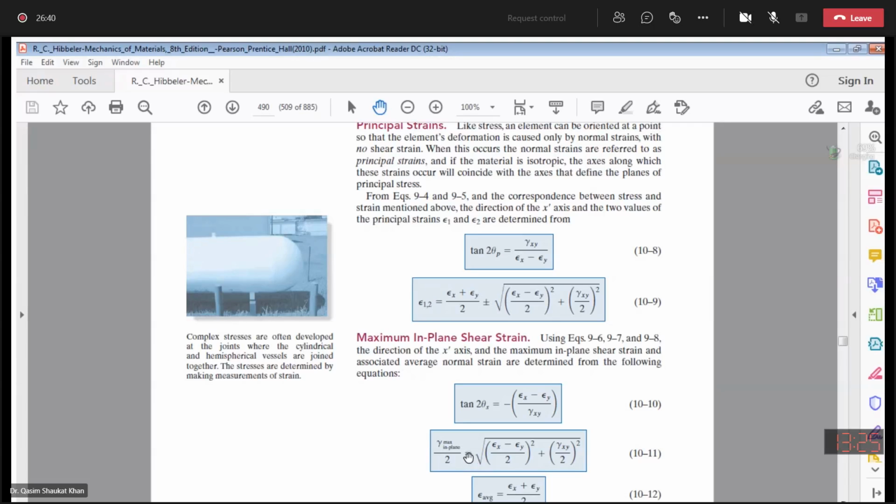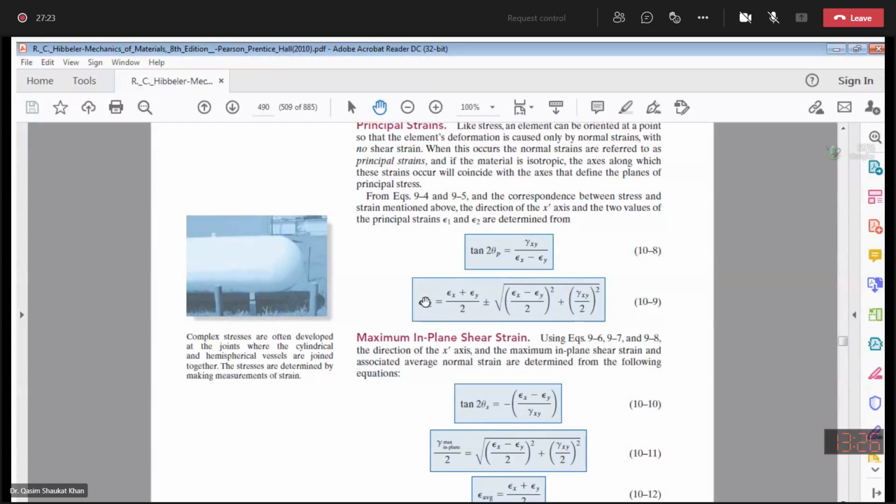Then, similar to the maximum in-plane shear stress equation, we have the maximum in-plane shear strain equation, and you can see this is gamma by 2, which is equal to the square root of (epsilon x minus epsilon y over 2) squared plus (gamma xy over 2) squared, and this is basically equal to the resultant. We can also see this in our Mohr's circle, that the maximum in-plane shear strain will be equal to the radius.